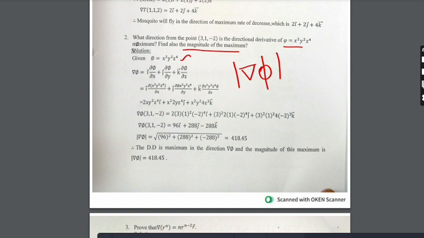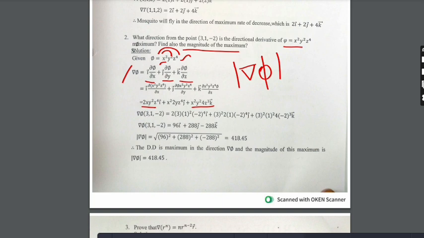So the directional derivative means we need to, and also find the magnitude of maximum, which means we need to find modulus del phi. So del phi, first of all we know the gradient value i vector dou phi by dou x plus j vector dou phi by dou y plus k vector dou phi by dou z. If I differentiate phi with respect to x, I get 2x y square z power 4 i vector. Next differentiate phi with respect to y, I get 2y x square z power 4. Next differentiate phi with respect to z, so 4x square y square z cube into k vector.